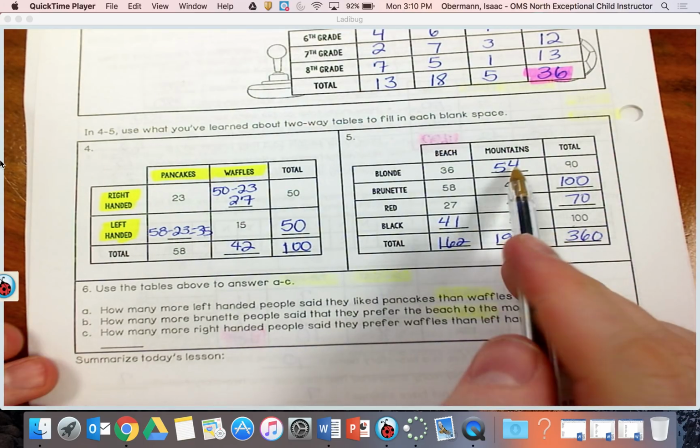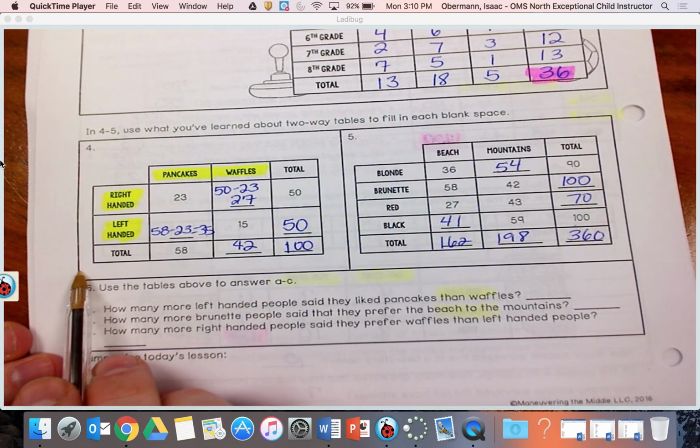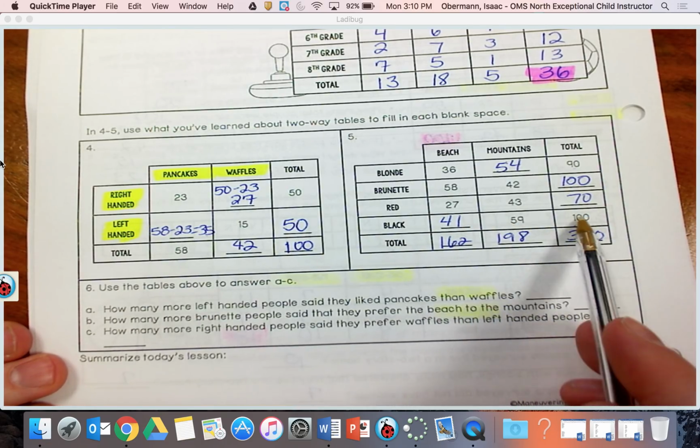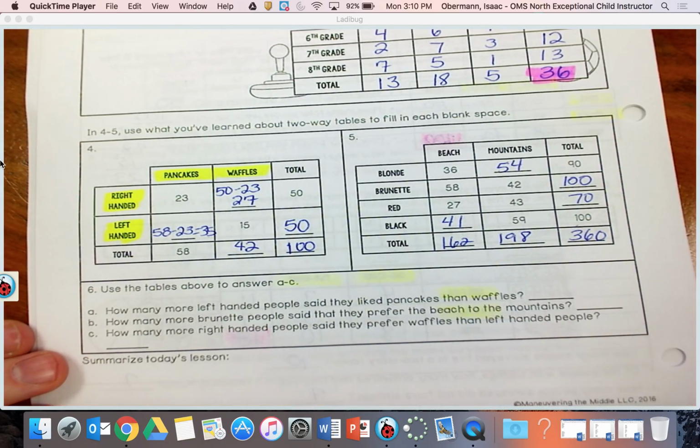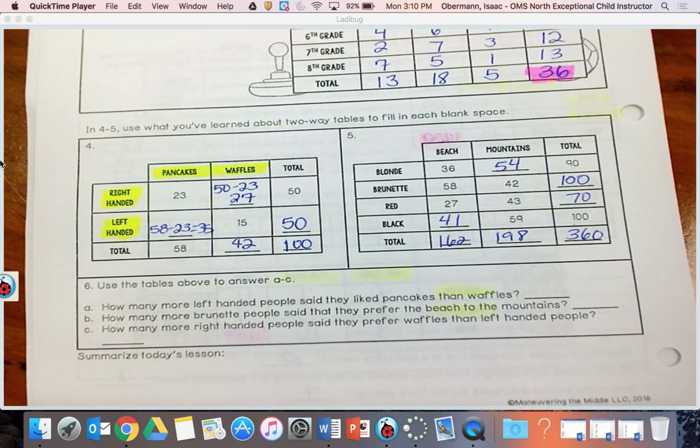So once again, since I'm missing this one here, I just subtract. 90 from 36 gives me 54. Subtracted from 100 minus 59 gives me 41, and so forth. Now I can answer my questions here.